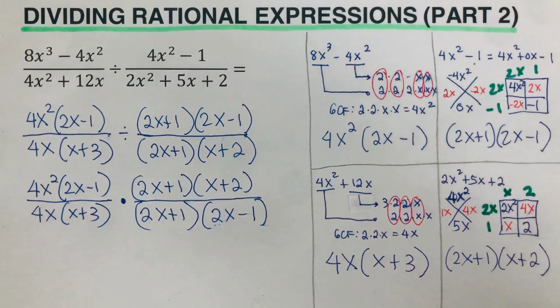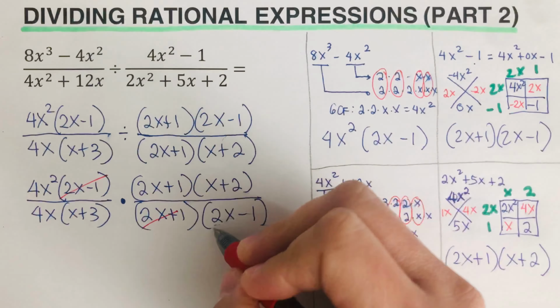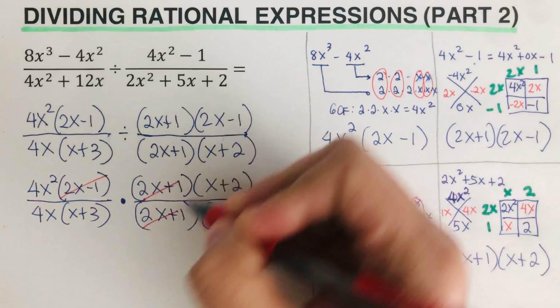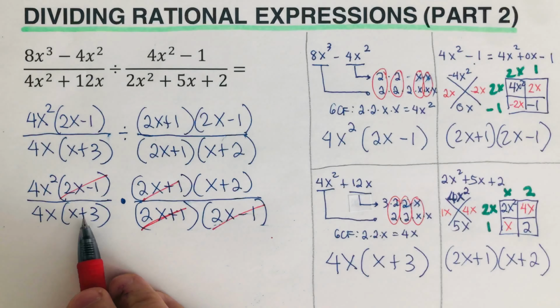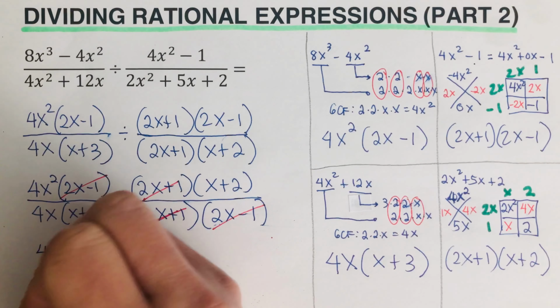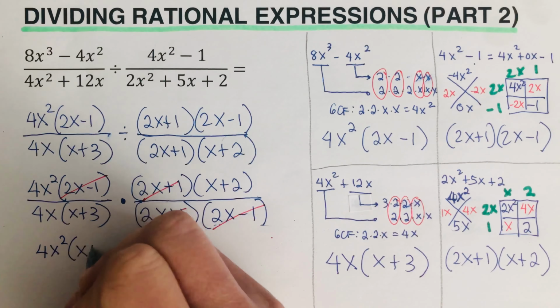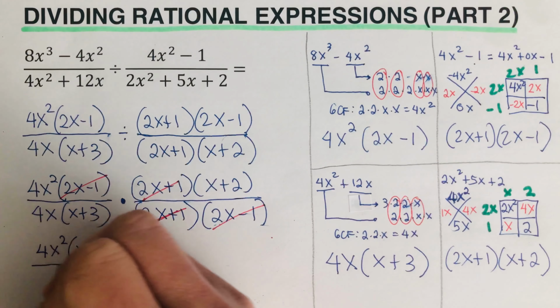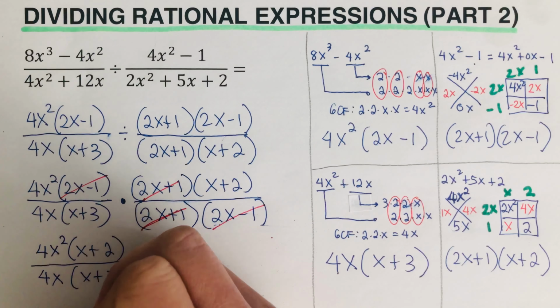So then we're going to simplify this by crossing out those that are like terms. So this one gets crossed out, 2x minus 1, and then 2x plus 1 and 2x plus 1. x plus 2 and x plus 3 cannot be crossed out, so we keep them. So the ones on top, the leftover would be 4x squared, and then we got a parentheses, x plus 2, and that is over 4x, and then we got x plus 3 at the bottom.